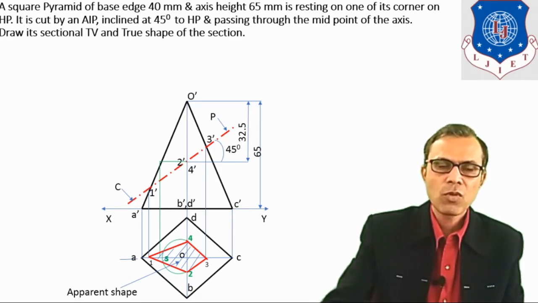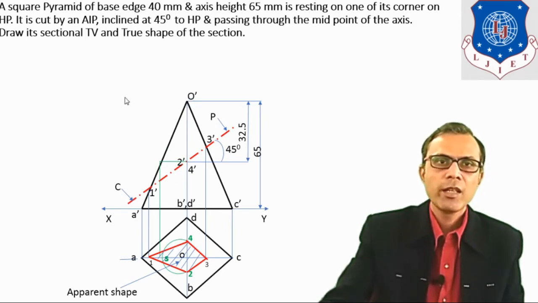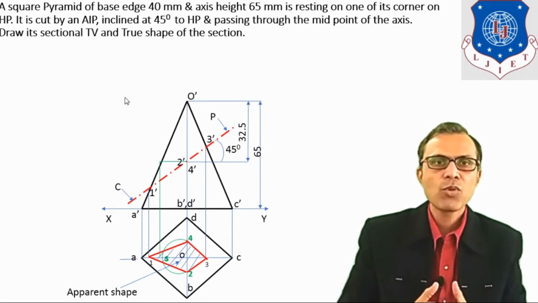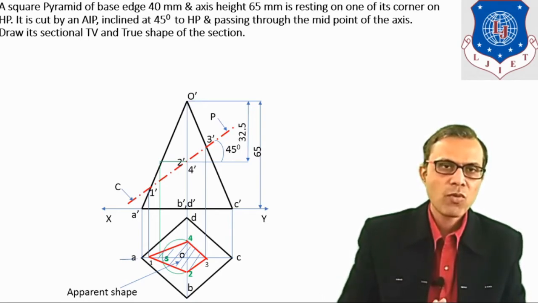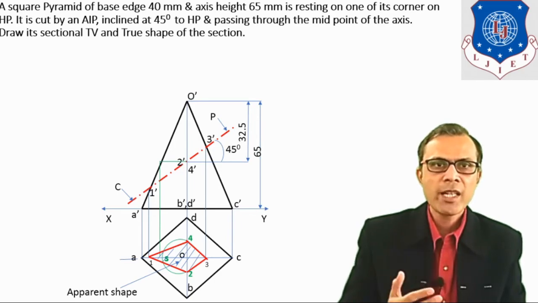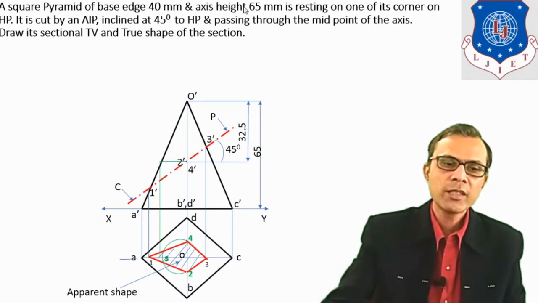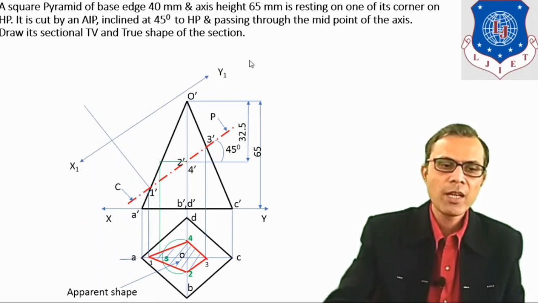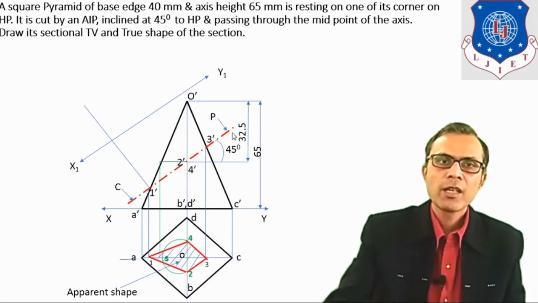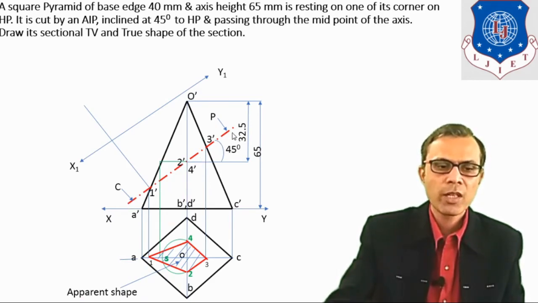Now we have to draw the true shape of the section. When we see this object from this direction, that is direction perpendicular to the cutting plane, we can see the true shape of the section. So for that we have to make some additional procedure. Draw another reference line x1 y1 parallel to the cutting plane line as shown here.